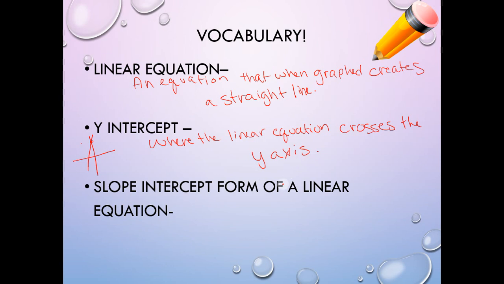Now, slope-intercept form, you're going to want to make sure this definitely gets into your notes. y = mx + b. I'm pretty sure you've heard of that before. Now, your m is the slope of your line, which is what we covered in 5.1, and b is the y-intercept of the line.